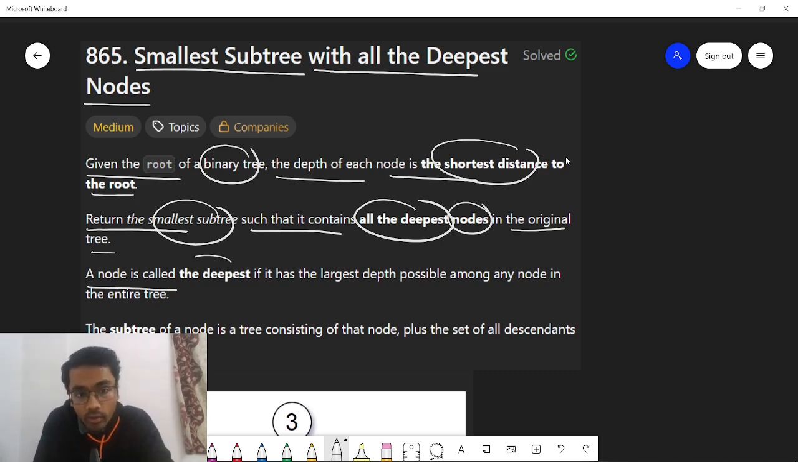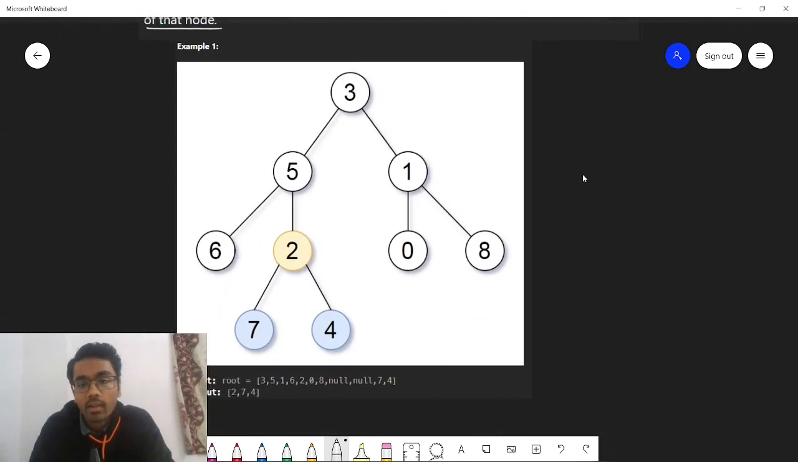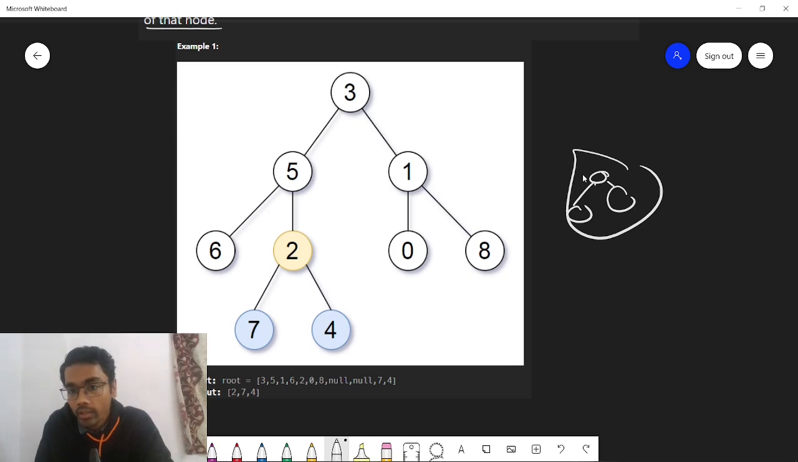A node is called the deepest if it has the largest depth possible among any node in the entire tree. The subtree of the node is a tree consisting of that node plus the set of descendants of that node. Now what the question is saying is that you need to find the subtree, and that subtree should contain all the deepest nodes that are possible in the given binary tree.